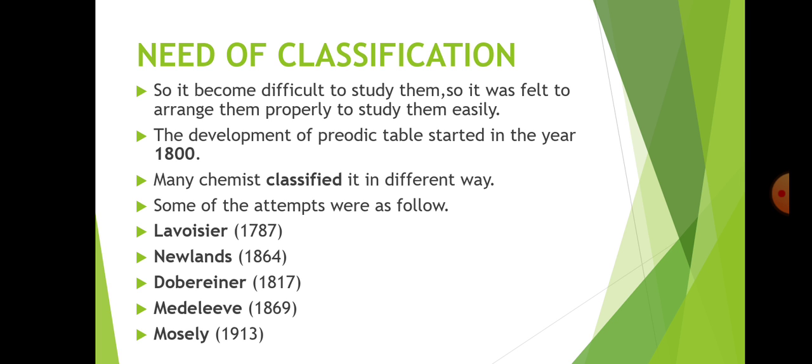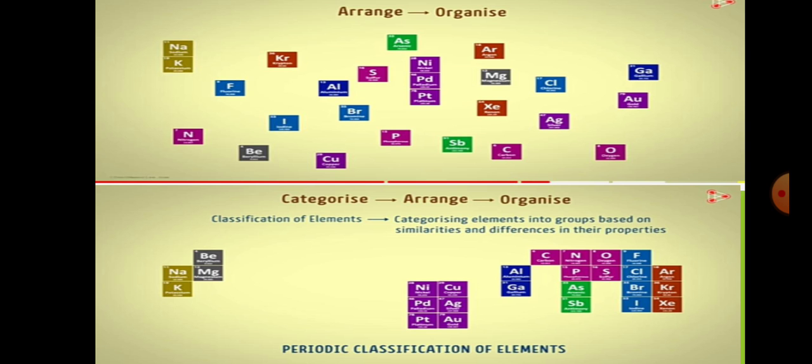Many chemists classified these elements in different ways. Some of the attempts are as follows: Lavoisier in 1787, Newlands 1864, Dobereiner in 1817, Mendeleev in 1869, Moseley in 1913. We discuss these scientists' contributions and how they arranged the discovered elements, one by one. Classification means categorizing elements into groups based on the similarities and differences in their properties.